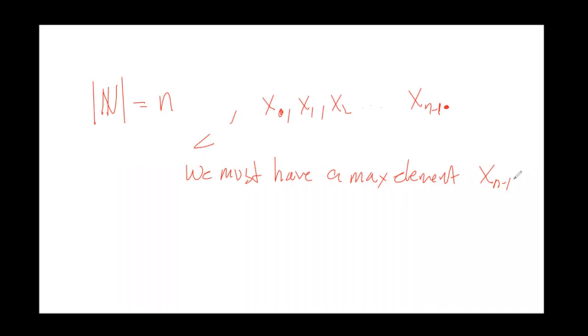But again, this is a proof sketch. It's a little informal, but I think the intuition is there. So we have our set of numbers. We've ordered them. We have n elements. We have a max element if we order these elements using the less than operator. Seems reasonable, right? We have a maximum element.